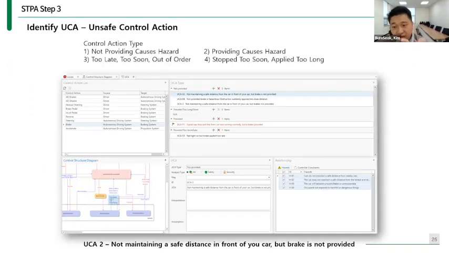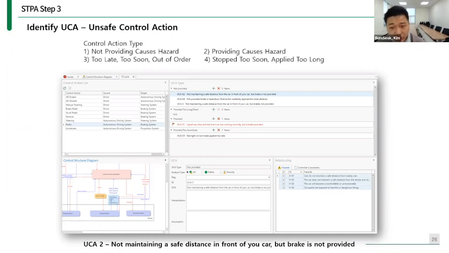Third step is identify unsafe control actions. As I mentioned, STPA assumes the problem is caused by control. STPA has four types of unsafe control action. Usually, they can make the control action unsafe. For example, number 2: not maintaining a safety distance from the car in front of your car, because the brake is not provided. This usually could be a problem in your system.